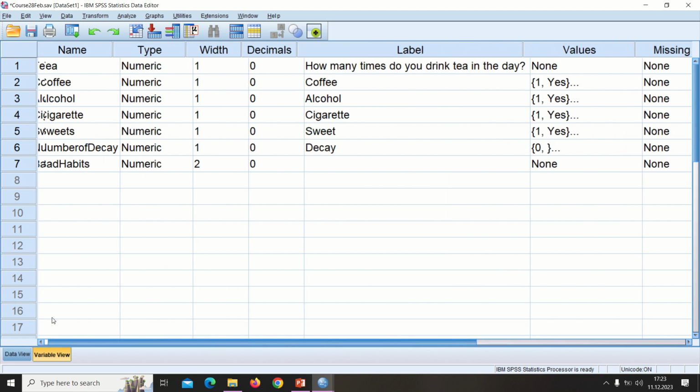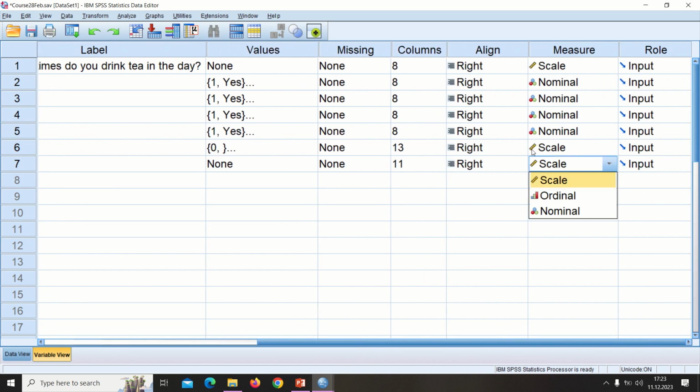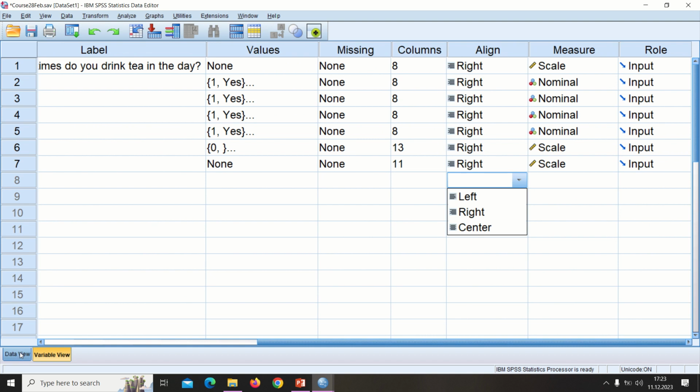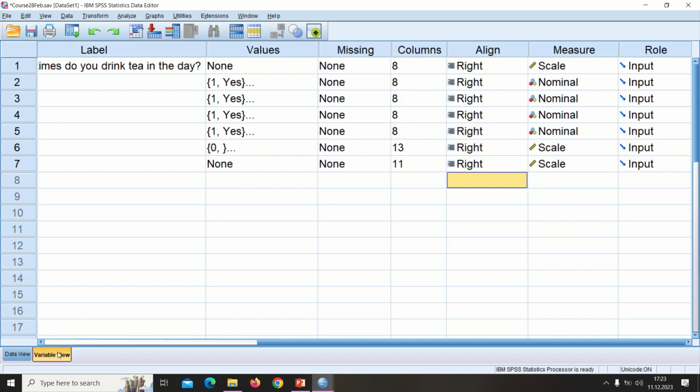Now, there are some other wrongs in this table. Let's find them also. This is bad habits. It says numeric 2 and 0. So let's go here and let's find. It says scale. Okay, so it's a measurement. So measurement, but here there are 10, 2, 9, 12. But what do these stand for? It looks like this 10 stands for a bad habit like smoking or drinking alcohol, or maybe using other harmful stuff. So you can write here the values.